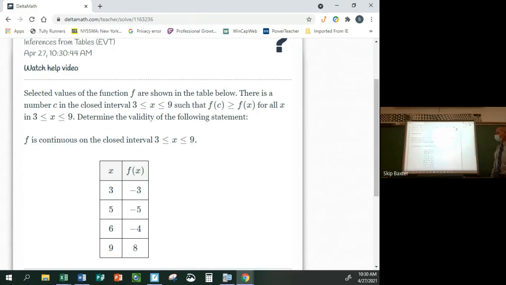Okay, this one looks great. So this one says, there is a number, c, on this interval such that f of c is greater than or equal to f of x for all x. In other words, c is where the maximum occurs, and the maximum value of the function is f of c. That's what they're saying. So they're saying, true or false, this has to be continuous. Now this is a little bit weird. Now they're saying what the extreme value theorem says. The extreme value theorem says, if you have a continuous function, then you have a max and a min.